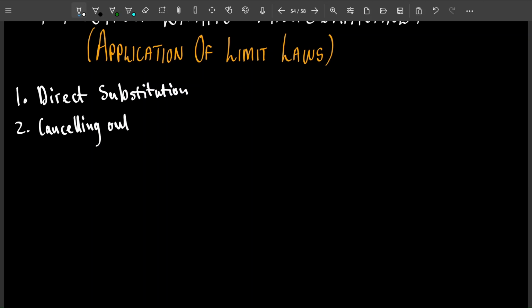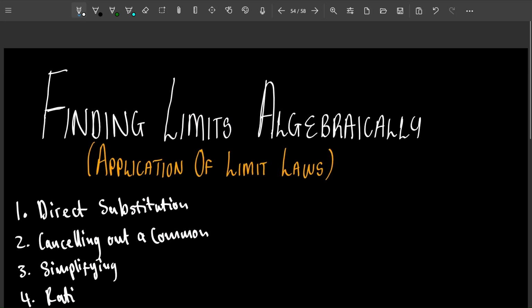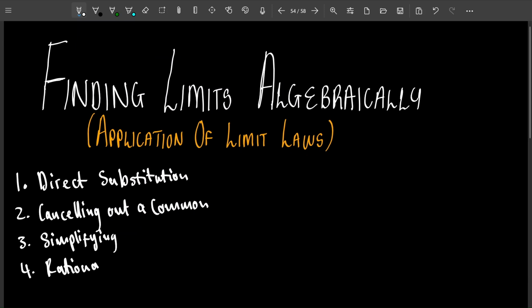Canceling out a common factor. So we are going to use this one again. And then the third one is going to be simplifying, okay? It's still in algebra and we are going to be simplifying. And the fourth and final one is going to be rationalizing. So now let me just explain something here. You see these four methods.